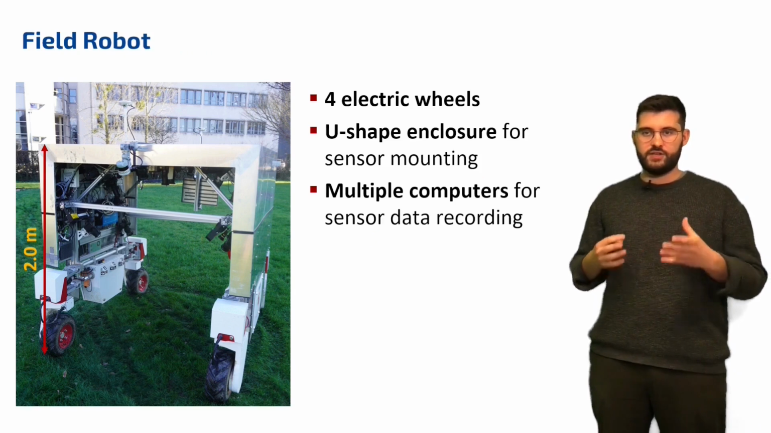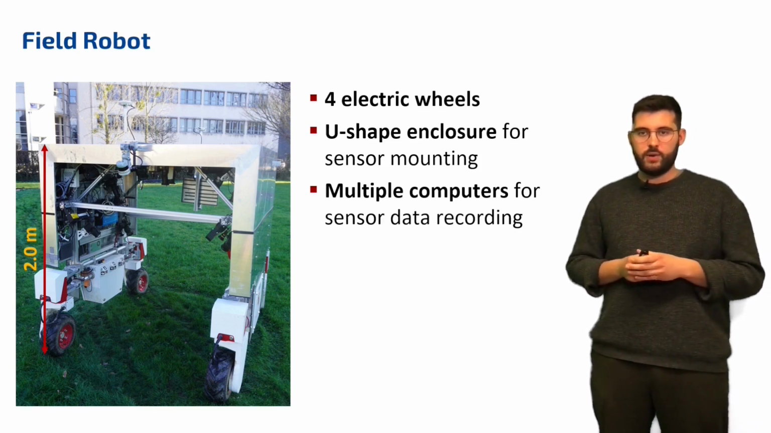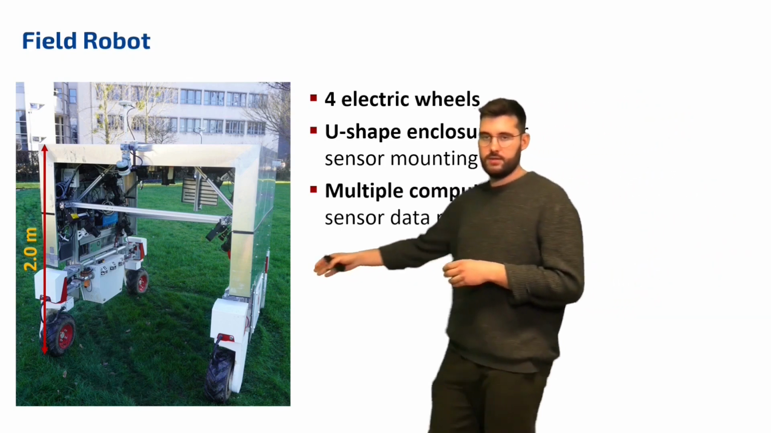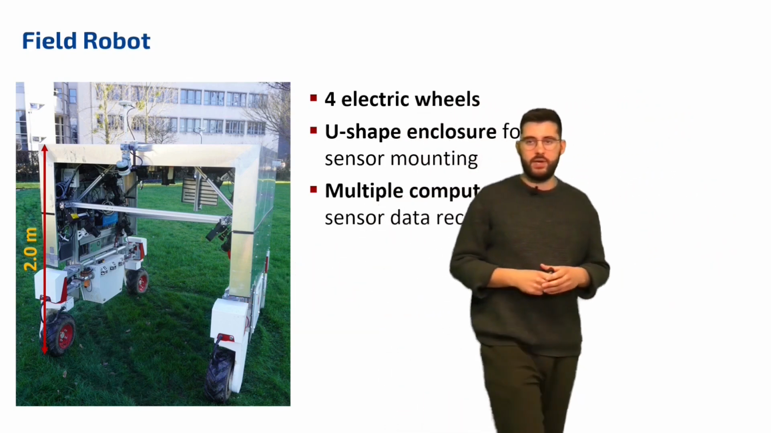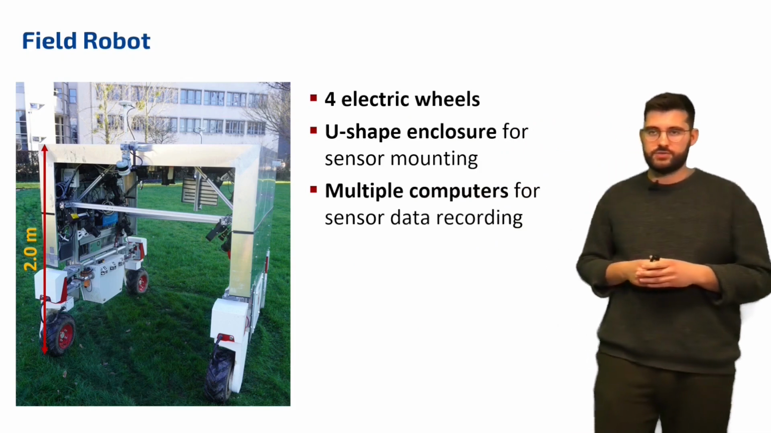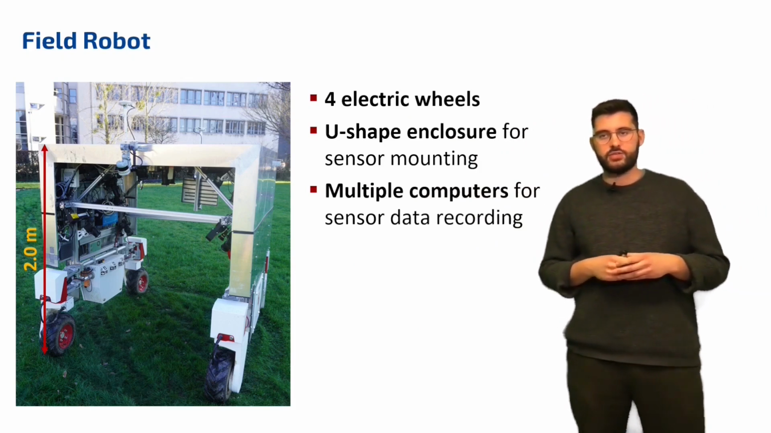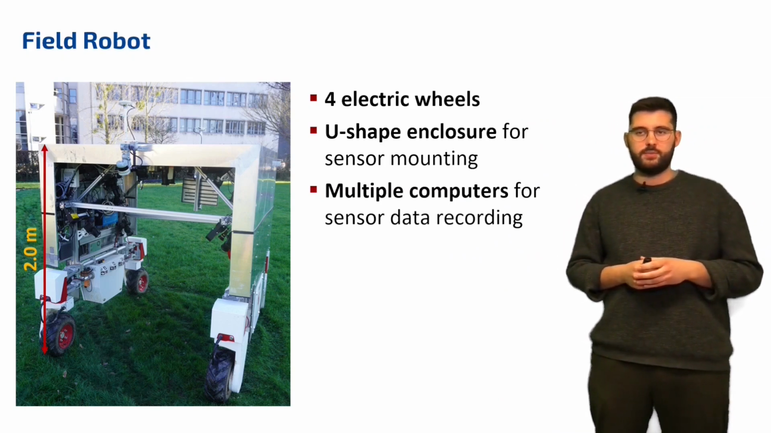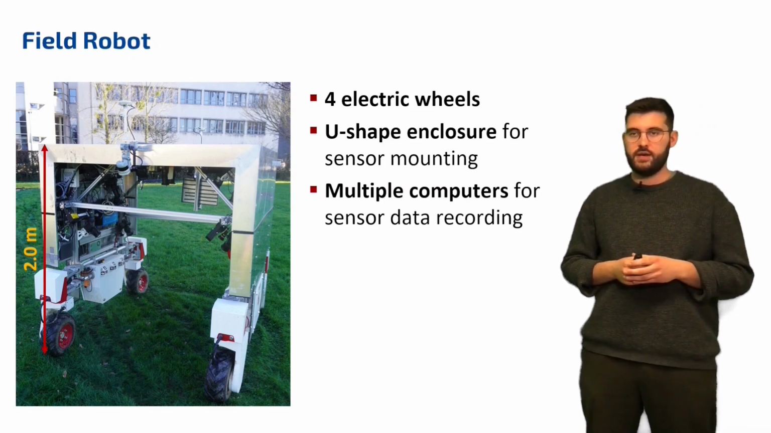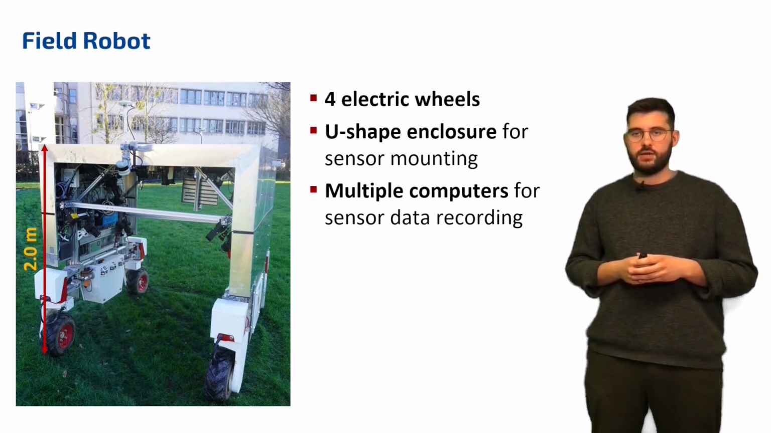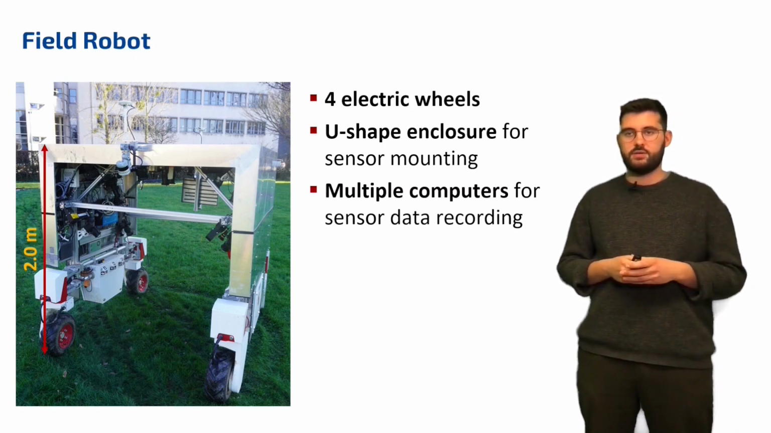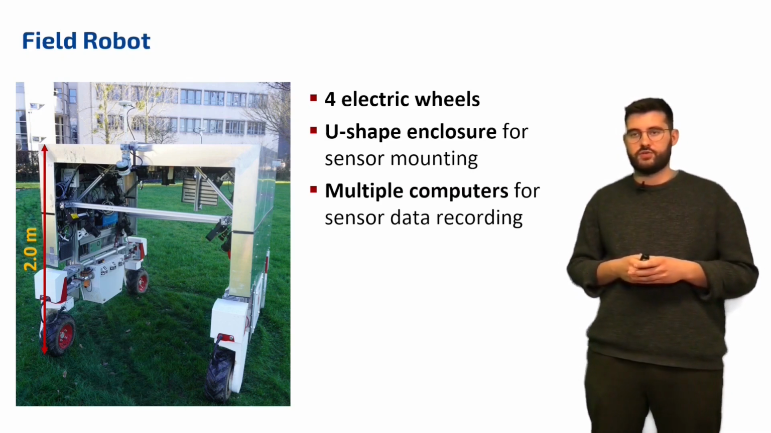So this is our field phenotyping robot. We have here dimensions of about 2 meters in all dimensions, and we have 4 electric wheels for the autonomous driving, and we have a U-shaped enclosure for the sensor mounting and also for shielding the sensors from environmental influences. And for the sensor data recording, we have multiple computers storing the images and the laser data and also the data coming from the georeferencing unit.